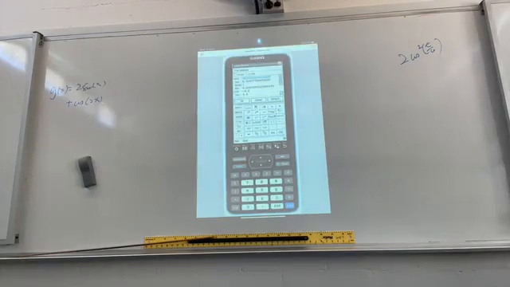X min is pi over 2. No, yeah, but like, what? Oh, that button. Yeah, okay. And then X max is 2 pi. That button, bro. Alright? A little bit better.